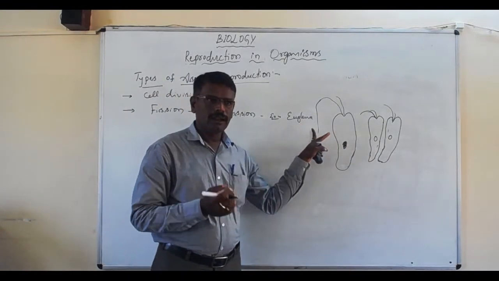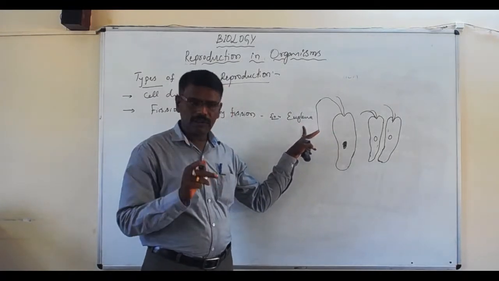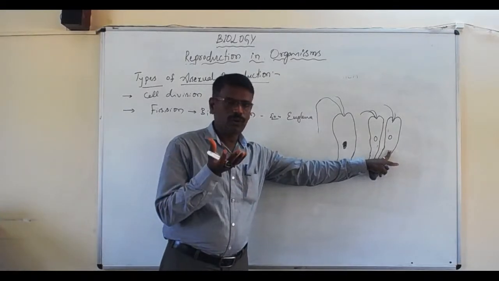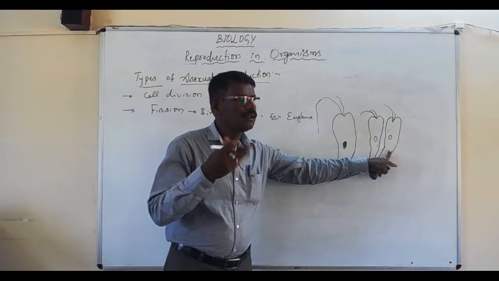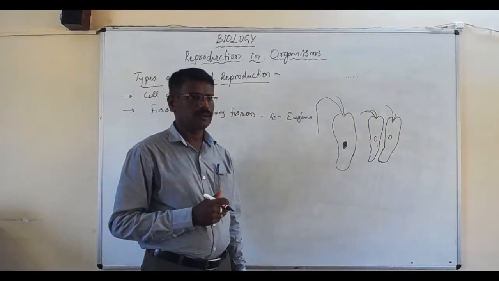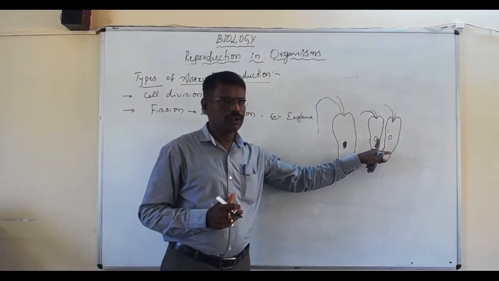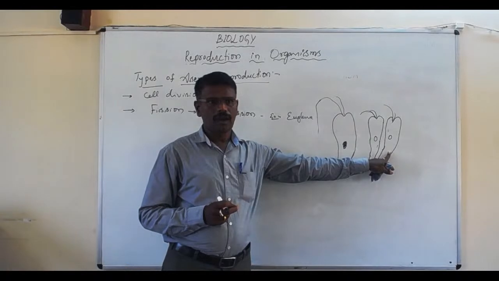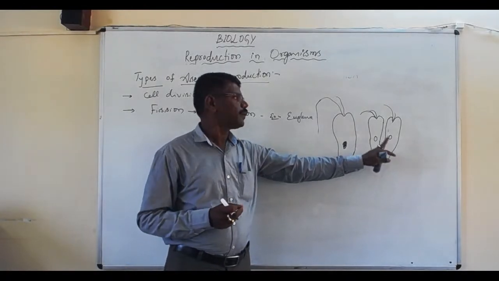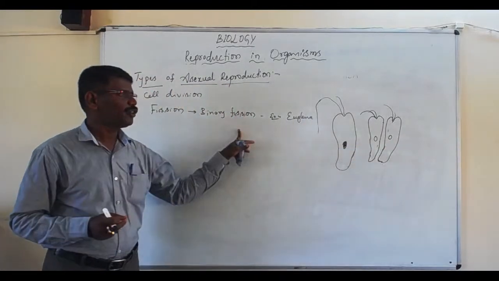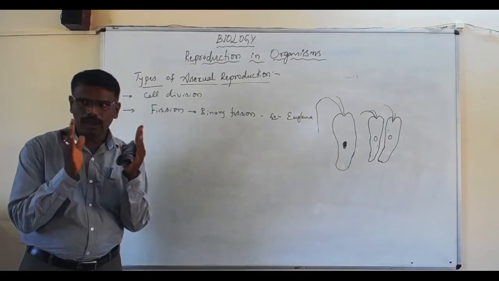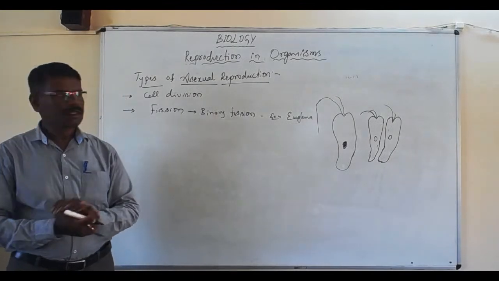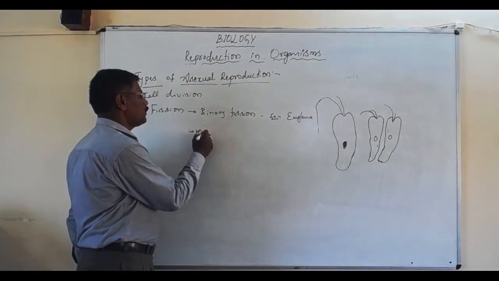So in binary fission, the single-celled organism is divided equally to form two cells. Those two cells grow, develop, and are maintained as two individuals. Like this, binary fission occurs in single-celled protozoans. Got it? The organism divides into two cells, which develop as new individuals. Next is multiple fission.